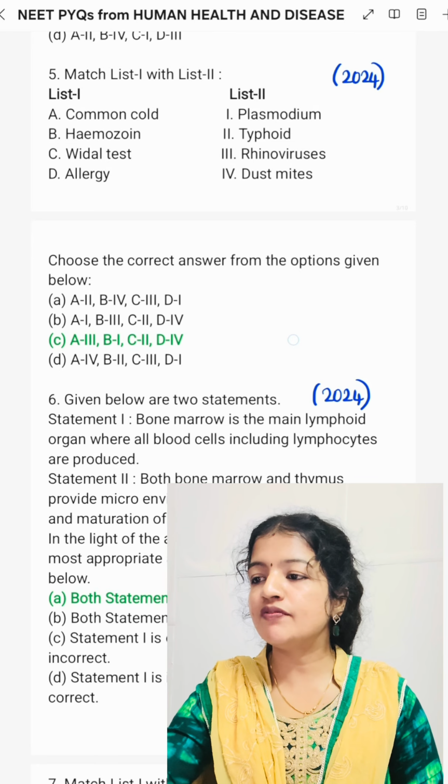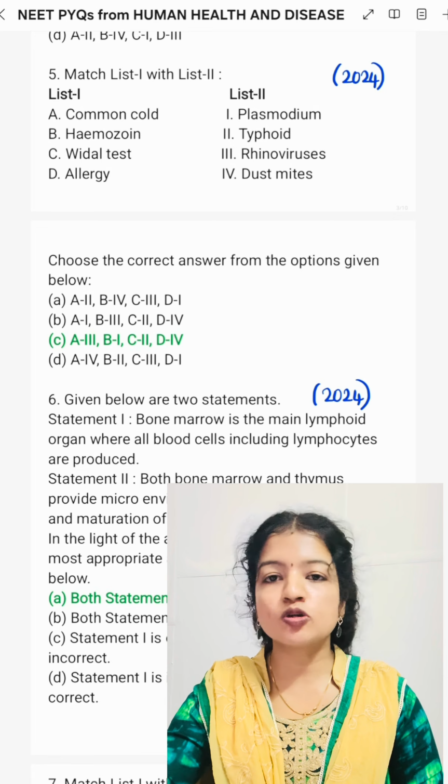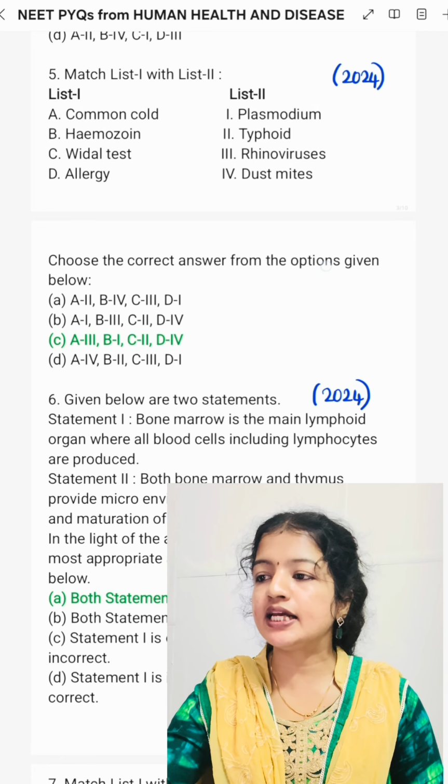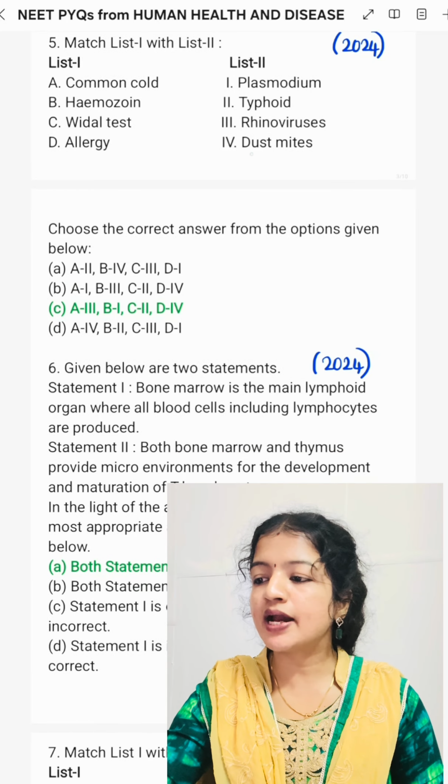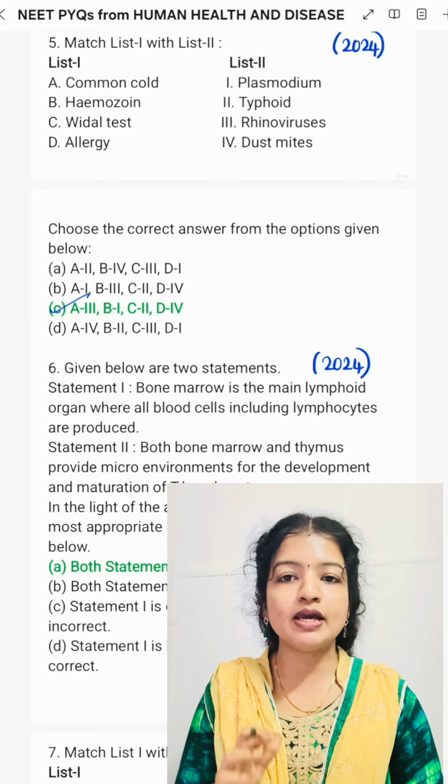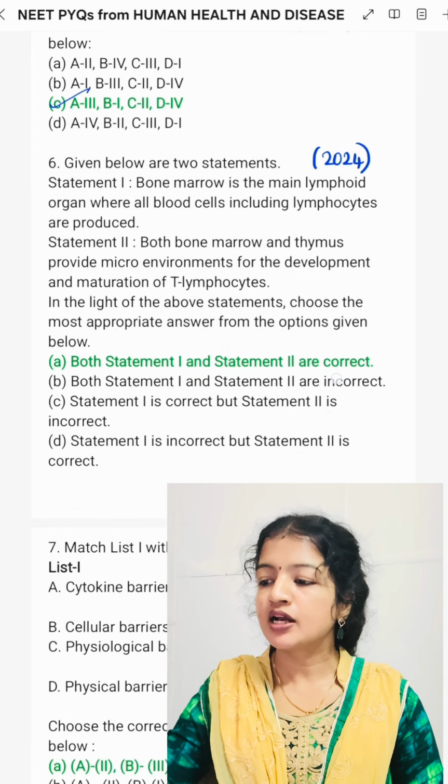Then match list 1 with list 2. A common cold, it is caused by rhinoviruses. A 3. And hemozoin, it is plasmodium. B 1. Then Widal test, it is for typhoid. C 2. Then allergy, it is caused by dust mites. So D 4. Option C, A 3, B 1, C 2, D 4 is the correct answer.